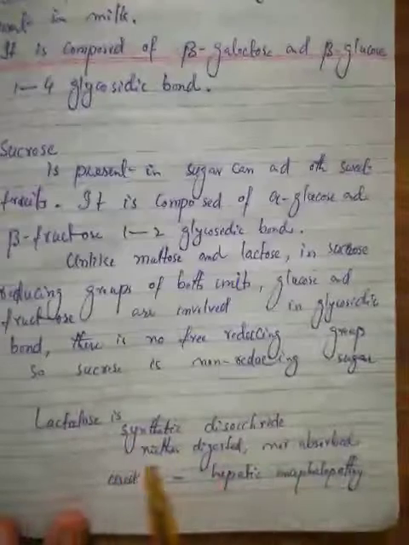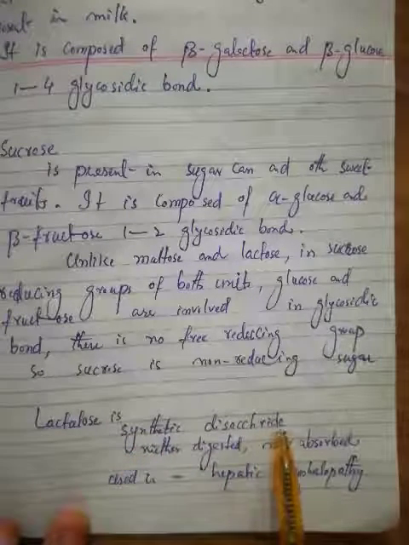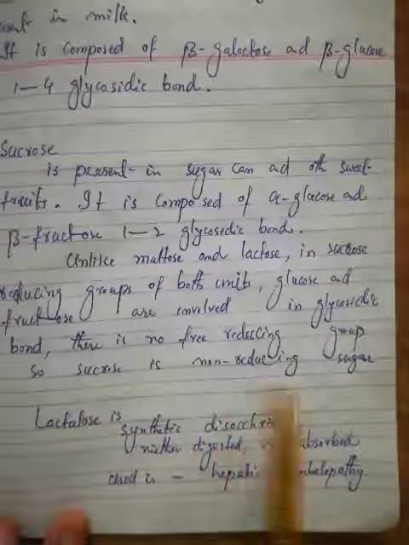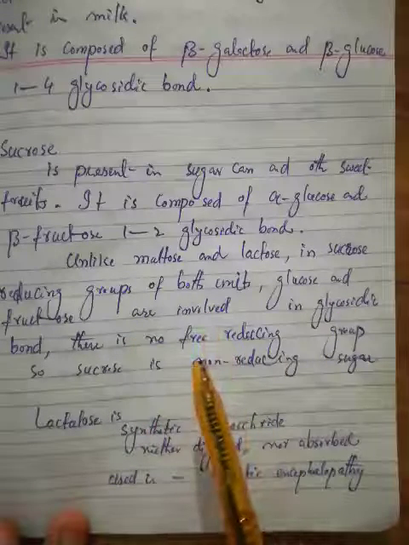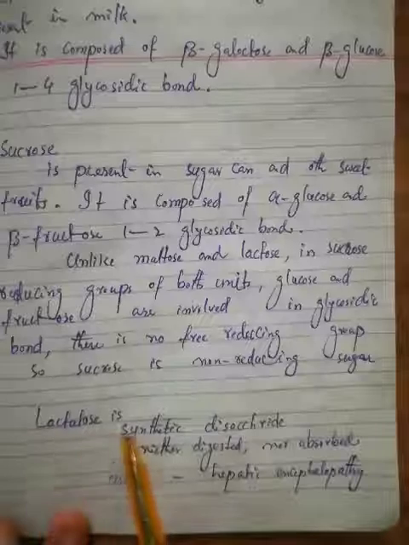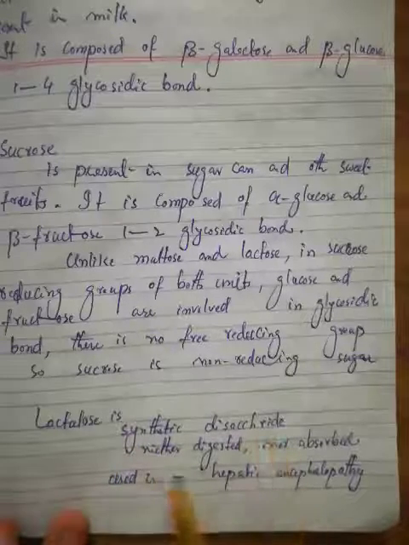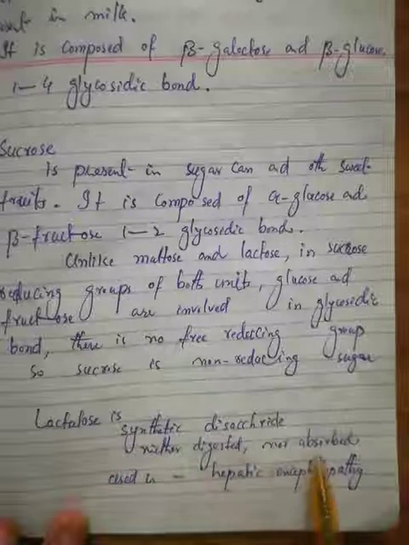Lactulose is a synthetic disaccharide. Maltose, lactose and sucrose are natural disaccharides, but lactulose is a synthetic disaccharide. It is neither digested in our body nor absorbed.